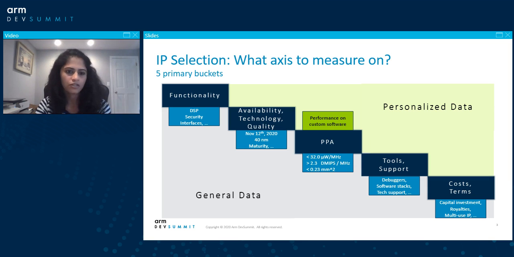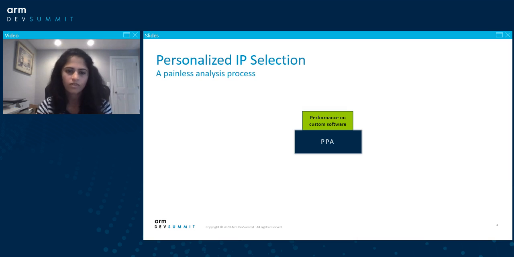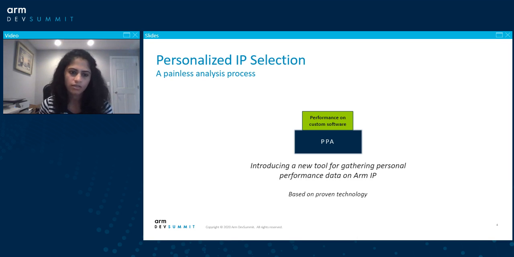Now, this is the part of the problem that we are looking to make easier and solve the challenges in this area, where users are able to very easily evaluate the performance of their custom software and make that decision right out of the box by running their workloads on the ARM IP. We call this problem the personalized IP selection. So how do we make this as seamless as possible? We have created a new tool that lets you evaluate the underlying ARM IP and gather your personal performance data by running your workloads.